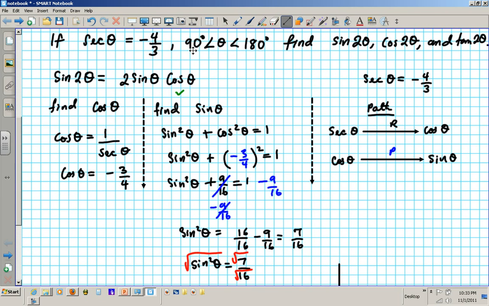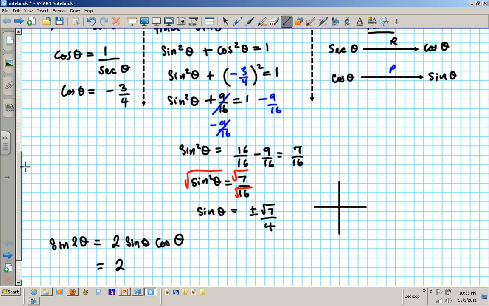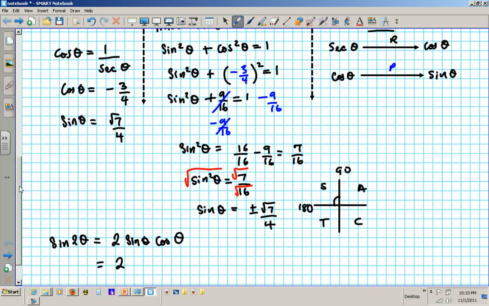We're restricted to the measures between 90 and 180. So 90 and 180 takes us to quadrant number 2. We know all students take calculus. S means sine is positive, so that tells me that sine in this case is going to be positive. So sine theta is √7 over 4, because sine is positive and we're in the second quadrant.